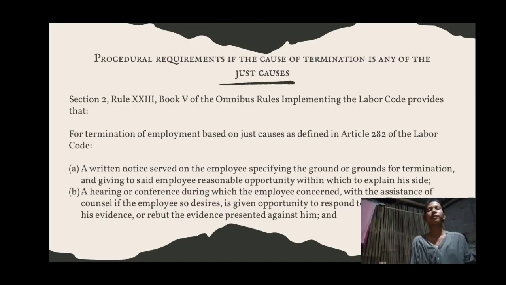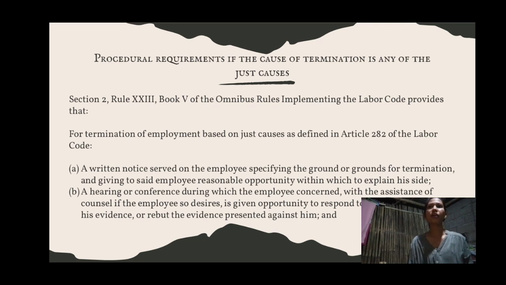The next topic is about procedural requirements if the cause of termination is any of the just causes. Section 2, Rule 23, Book 5 of the Omnibus Rules Implementing the Labor Code provides that for terminations of employment based on just cause as defined in Article 282 of the Labor Code: First, a written notice served on the employee specifying the grounds for termination, and giving said employee reasonable opportunity within which to explain his side. So it means that when the employer dismisses, the written notice should clearly state the reason for the termination, outlining the grounds or basis on which the decision is made.